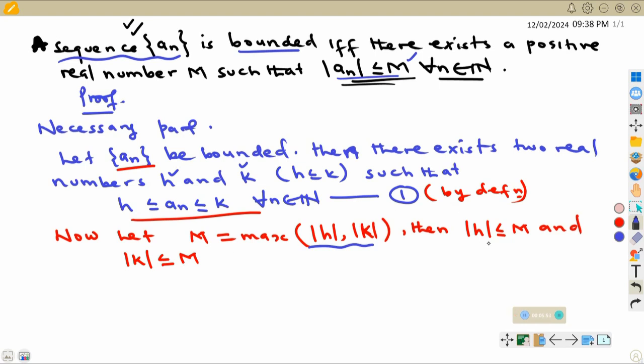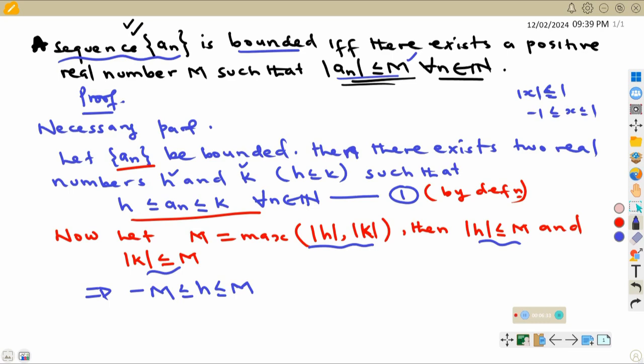By definition of this one and this, we can write that if the magnitude of h is less or equal to m, it means negative m is less or equal to h, which is less or equal to m. We can write this by the definition of a magnitude. The magnitude of x, when you are considering the magnitude of x less or equal to, for example, 1, means negative 1 is less or equal to x, which is less or equal to 1.